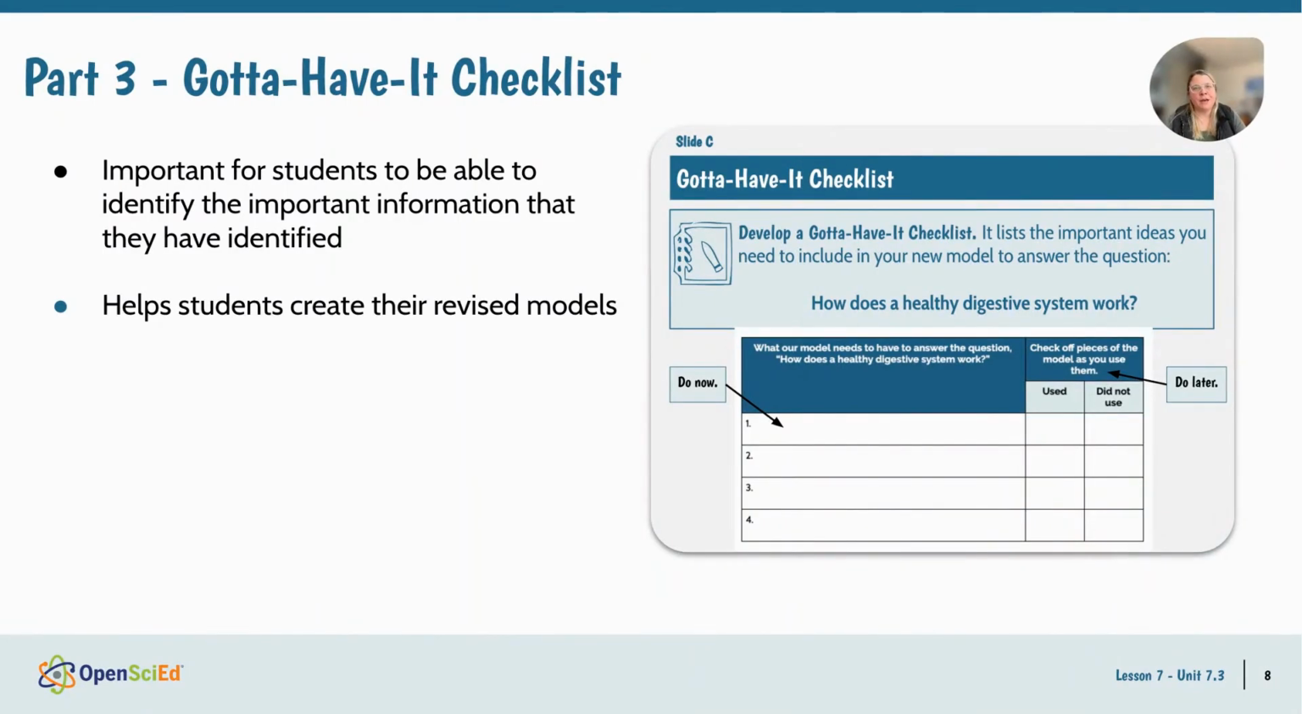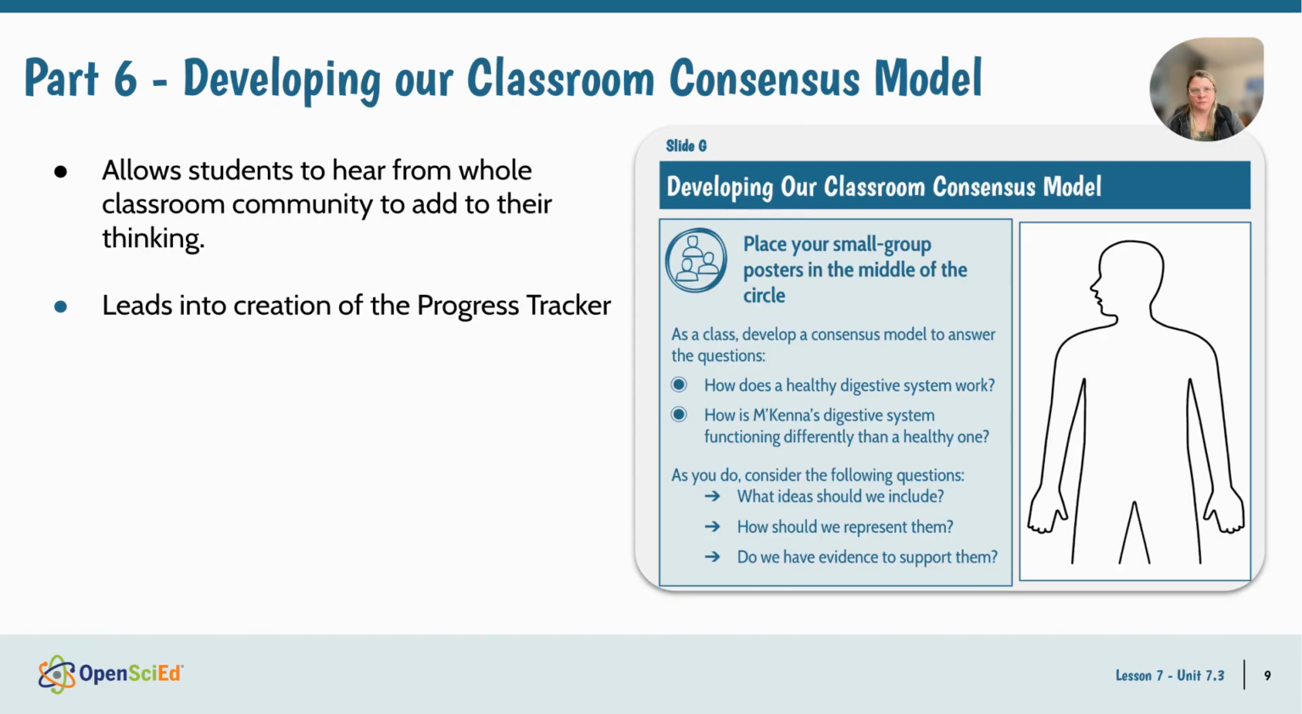The first key moment happens in part 3 on day 1. Here, students collaborate to build their Gotta Have It checklist that will be used to help them make revisions to their models. This is a key moment for students to review what they've learned in prior lessons, as well as identify any areas that still seem confusing to them or they need to ask some clarifying questions about. The creation of this list will help to make the students more confident as they work in their small groups to create the revised models.